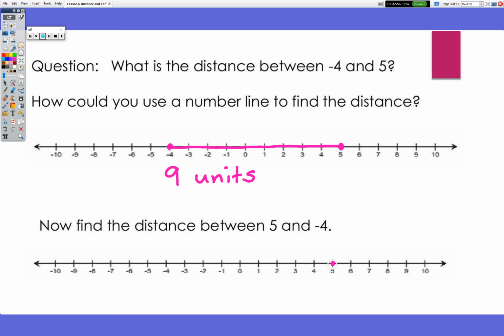Now I'm going to find the distance between 5 and -4. So I'm going to put my dot on 5, and then I'm going to put a dot on -4. I can see that this is exactly the same as what I did up above. It doesn't matter what order I place the numbers in. It's still going to be 9 units between them. So the distance between -4 and 5 is the same as the distance between 5 and -4, which is 9 units.